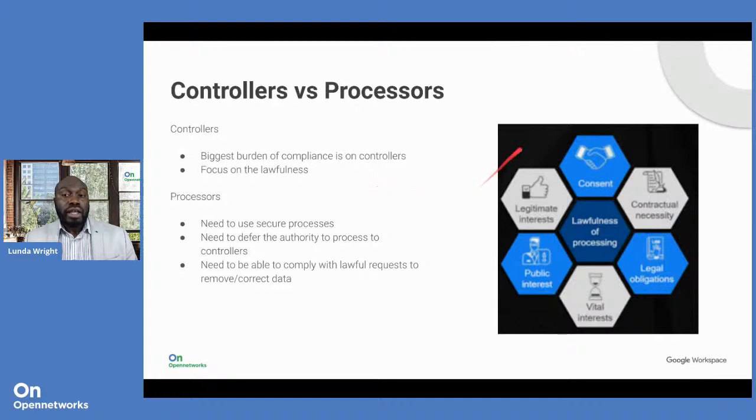In that regard, there are 6 categories under which a controller can obtain the lawful authority for your data. The first and foremost one is consent. But you'll notice that consent is only 1 in 6, but it is by far the one that people most care about.